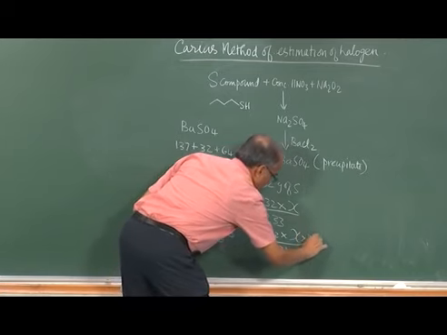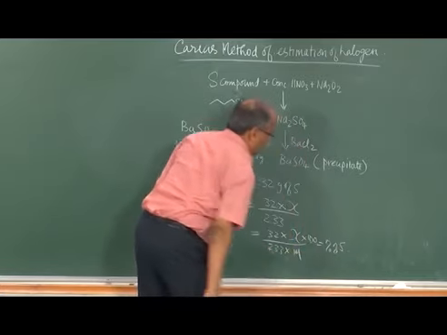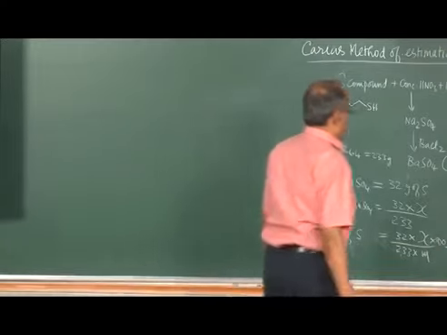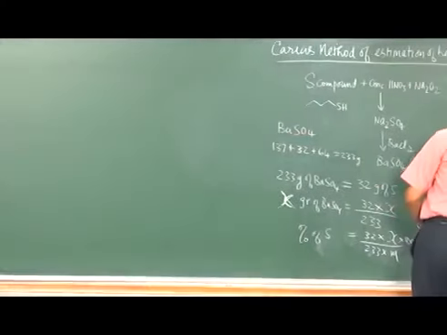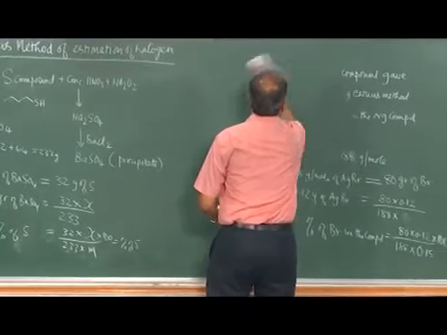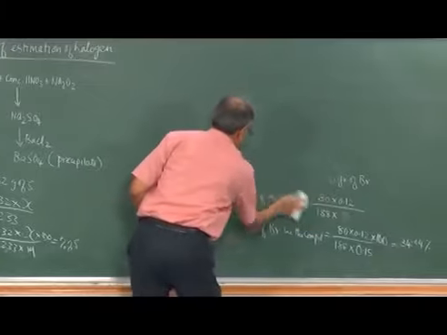So, for 100 grams how much will it be? So, that will be the percentage of sulphur present in the organic compound. One example we will solve, and then we will conclude this lecture with a summary.